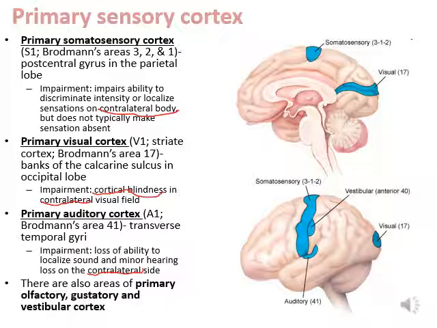And you also have some area that has a relationship with olfaction, that's also on the temporal lobe. You have the gustatory cortex, which will be on the insula, and the vestibular cortex is also on the insula.